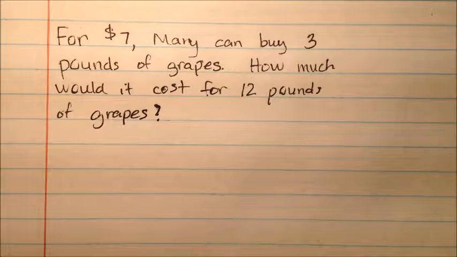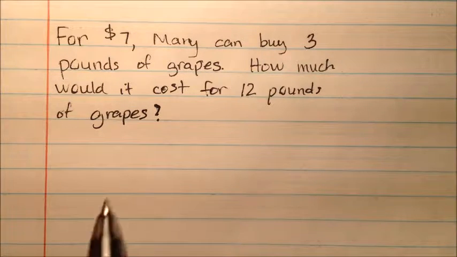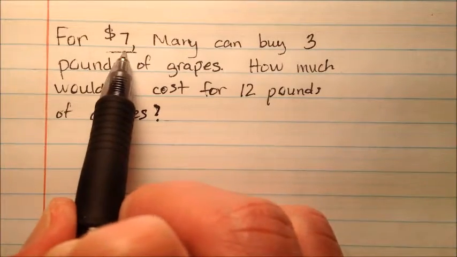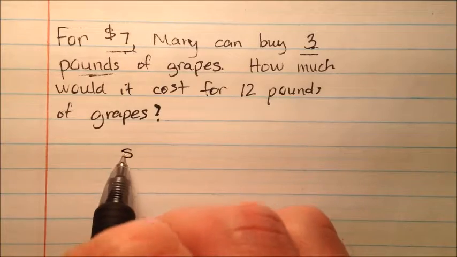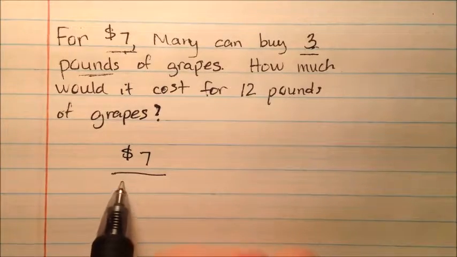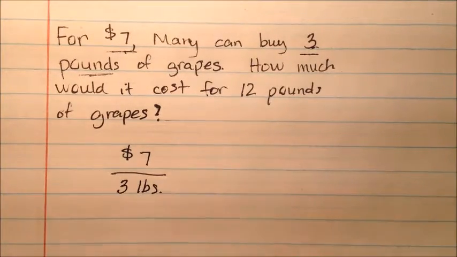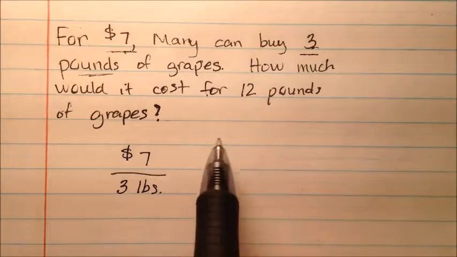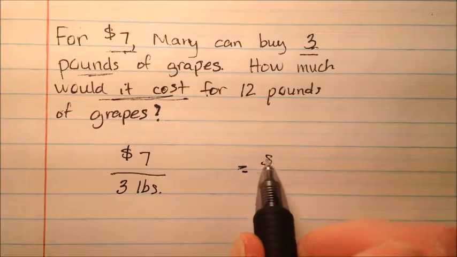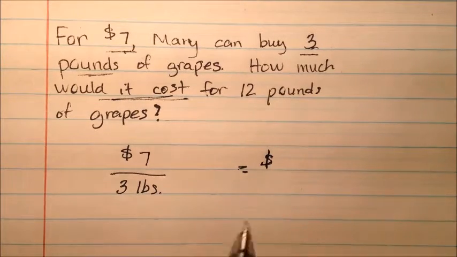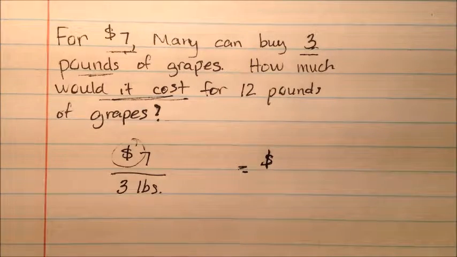In this example, it says that for $7, Mary can buy 3 pounds of grapes. So how much would it cost for 12 pounds of grapes? Well, if we know that for $7 we get 3 pounds, we can make a little rate out of that. So for $7, she can get 3 pounds, right? Okay. So what is it that we're looking for? Well, we're looking for cost. So we're hoping at the end of the day we have dollars. And it looks like we have our dollars on top, which is nice.